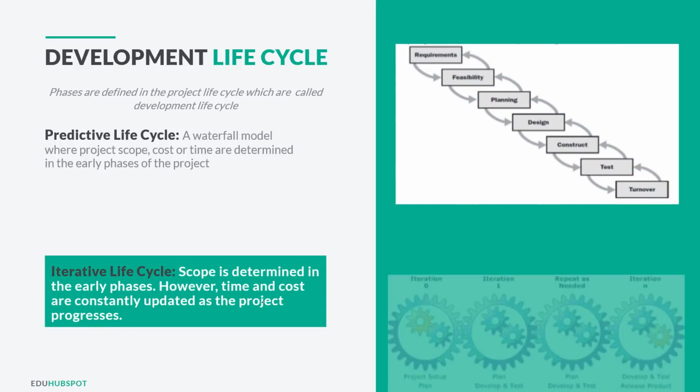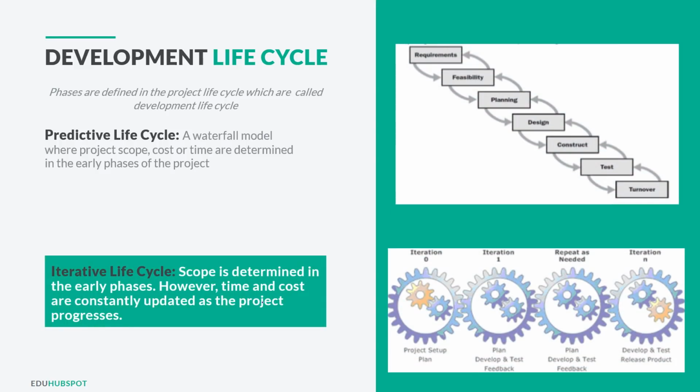Okay, now let's talk about these development life cycles. First we have the predictive life cycle, a waterfall model where project scope, cost or time are determined in the early phases of the project. The most common one is the software development life cycle, where we are trying to determine the scope, the cost, and the time in the early phases, and then we go through the process one by one. We have a definite and very specific change request process. Okay, that's your predictive life cycle.